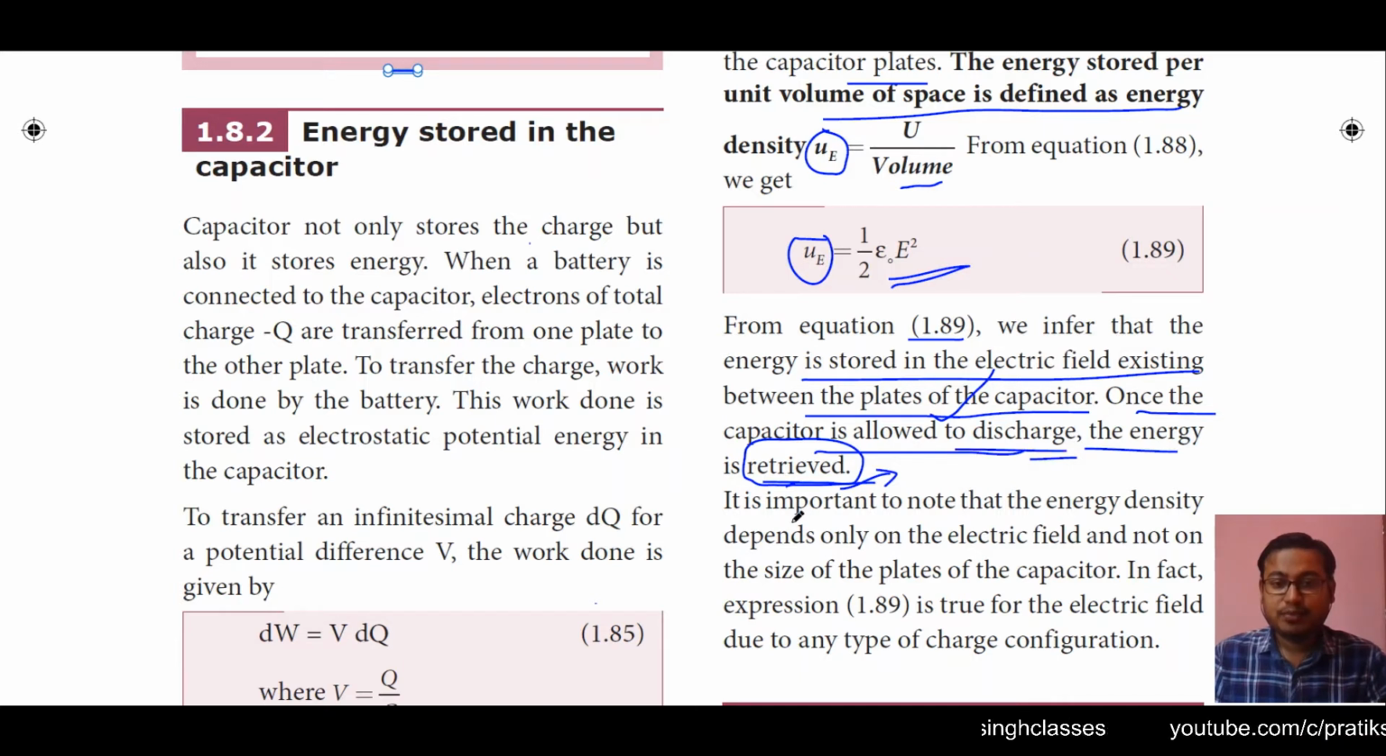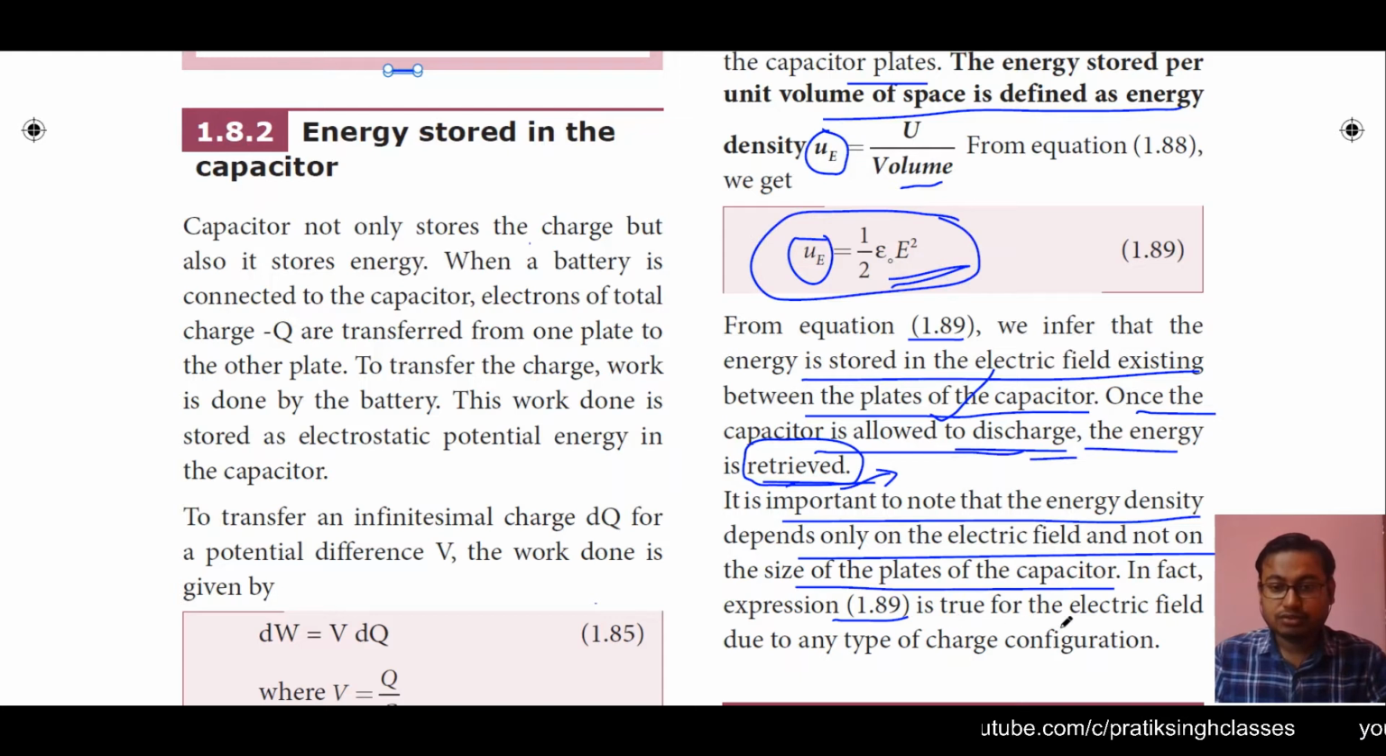It is important to note that energy density depends only on the electric field and not on the size of the plate of the capacitor. It means the higher the electric field, the higher the energy density. It has nothing to do with the shape and size of the capacitor. In fact, expression 1.89, UE equal to half into epsilon naught into E square, is true for the electric field due to any type of charge configuration and whatever the size and shape of the capacitor. So it is true for all sizes and shapes.